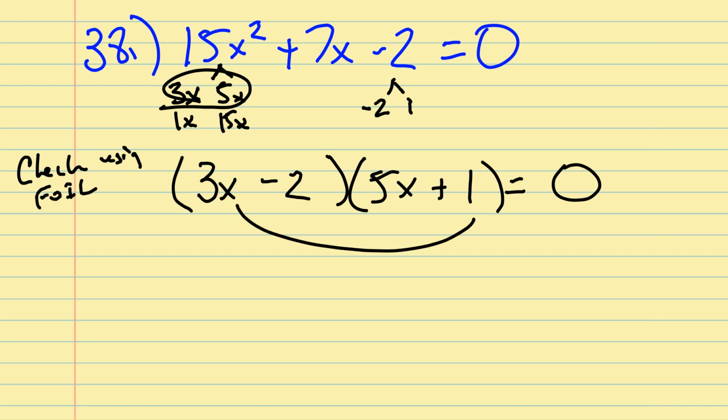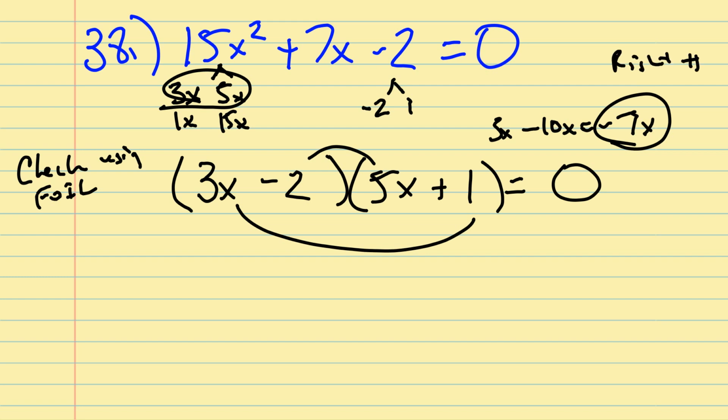I do the outside, I get 3x. The inside I get minus 10x. Together it's negative 7x. So I get the right number, but I got the wrong sign. So that means I just have to change that to a plus, and I have to change the other one right there to a negative sign, and that will give me the right numbers.